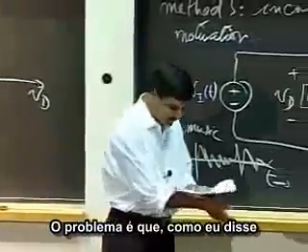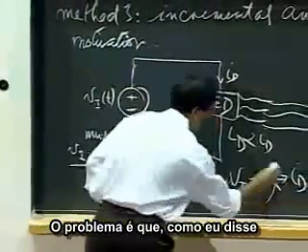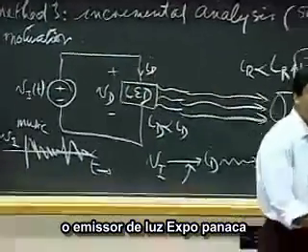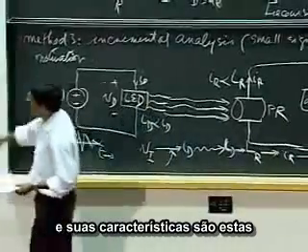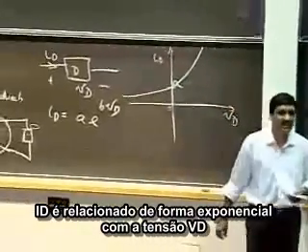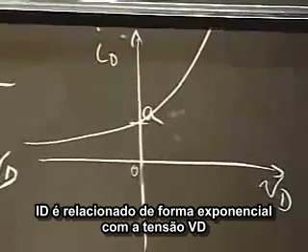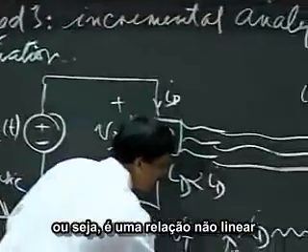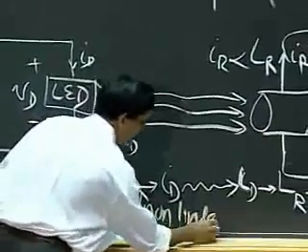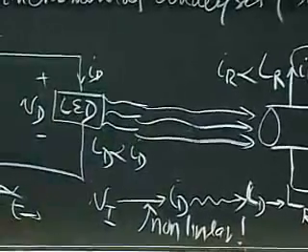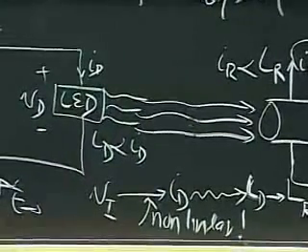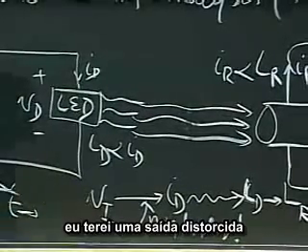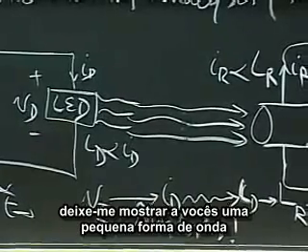We have a problem, though. The problem is that, as I said, I'm using the light emitting device here, and its characteristics are as follows. ID is exponentially related to the voltage VD. So this is nonlinear. And that's a real problem, because this is nonlinear, I am going to get a distorted output.